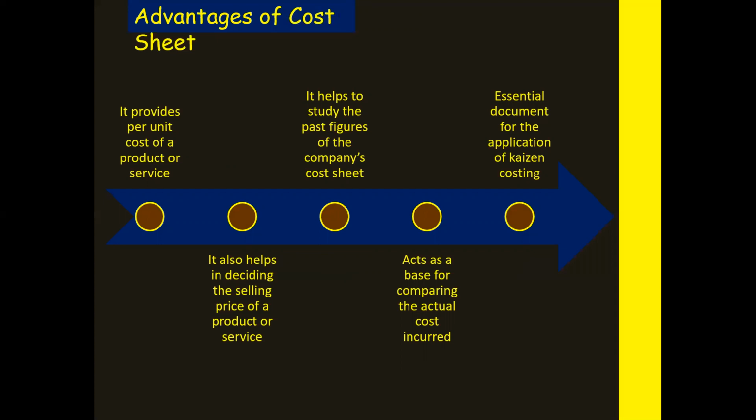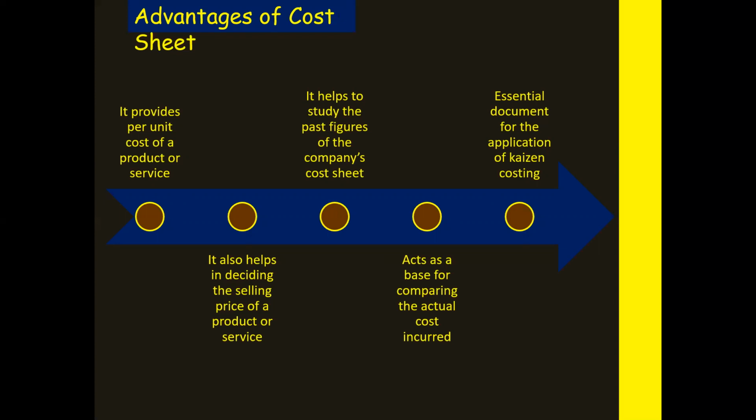It also helps in deciding the selling price of a product or service based on the cost incurred and profit expected out of it. The cost managers or production managers can study the past figures of the company's cost sheet to ensure the efficiency of business operations and for eliminating the non-productive expenses. It also acts as a base for comparing the actual cost incurred with that of the estimated or budgeted cost to find out any deviation and take the necessary corrective actions.